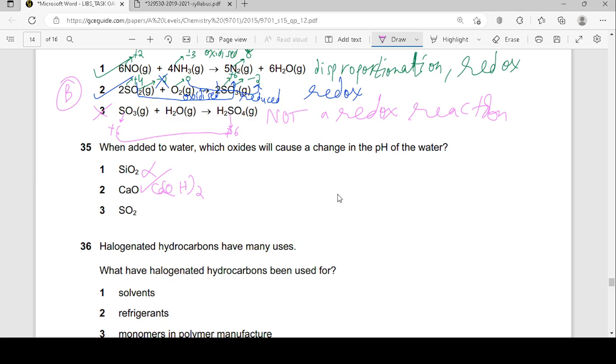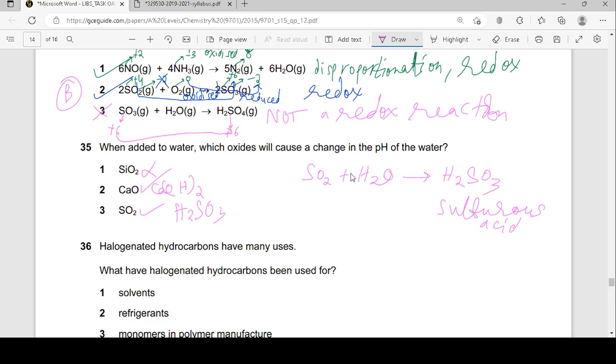SO2 would react with water, definitely. So if you have SO2 plus H2O, that will give you H2SO3, which is called sulfurous acid, right? So I would assume that this also ends as acid, so it's acidic. So H2SO3. I would assume that this also gives you a change in the pH of the water or the solution. So that means that my answer is going to be 2 and 3, which is what?